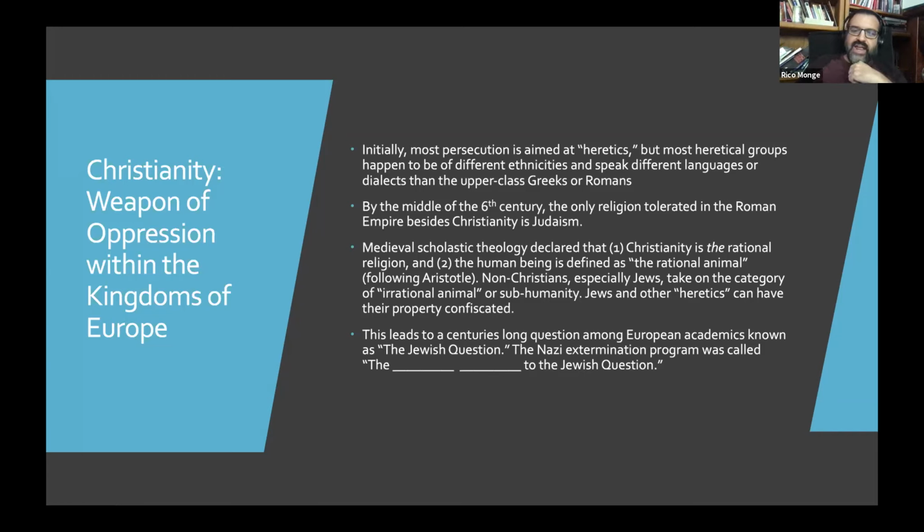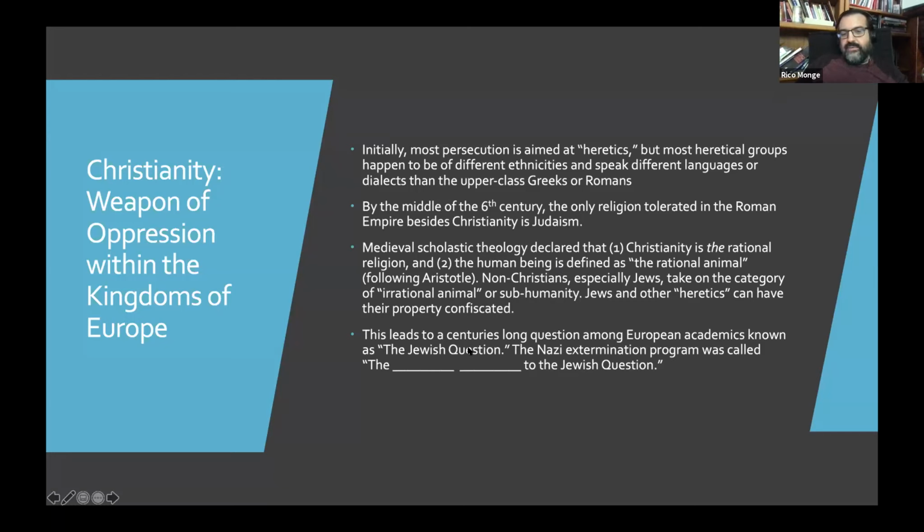But by the Middle Ages, scholastic theology made these key declarations. One, that Christianity is the rational religion. But also, following Aristotle, that the human being is the rational animal. The thing that makes humans different than animals is that they're rational. So some scholastic theologians, a number of them, including St. Albert the Great, who was Thomas Aquinas's mentor, said that non-Christians, especially Jews, take on the category of the irrational animal or of subhumanity. If the rational animal is what the human is, and Christianity is the only rational thing to believe, then especially Jewish people, who should know better, this is the thinking of medieval scholastic theologians, are demonstrating a subhumanity, a sub-rationality.